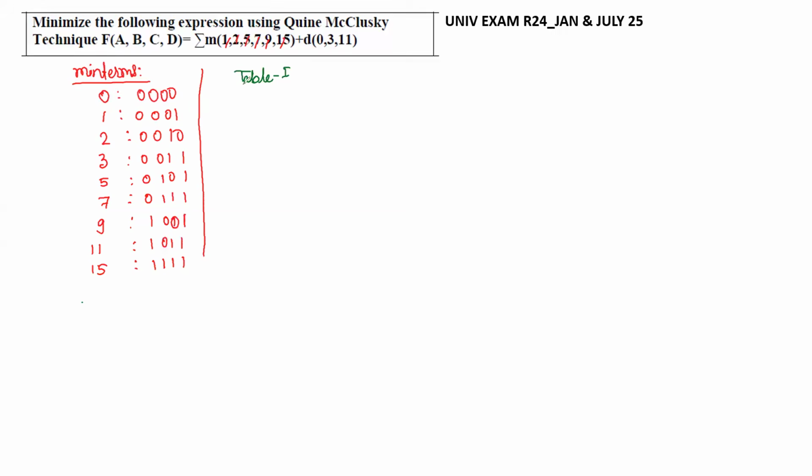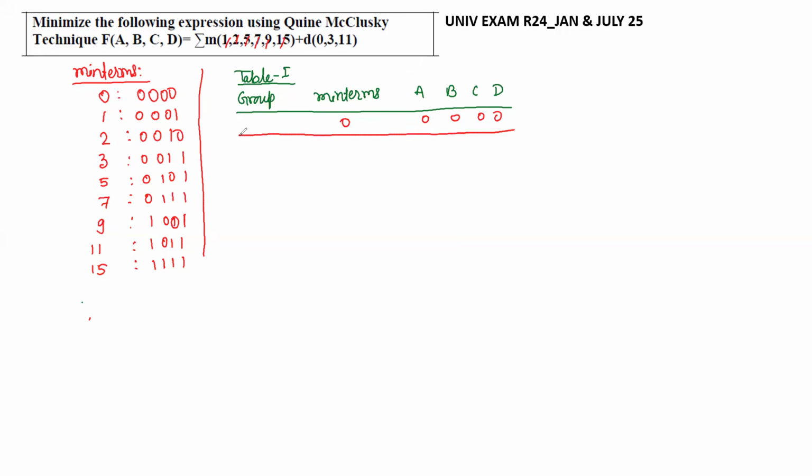So first table. Here we are going to rearrange. This is what we call the group, and here we have the minterms, and here again we have the variables. What are the variables? A, B, C, D. We should be careful when arranging the numbers here. The first minterm is 0, having all 0s. So this will be kept as one group, and we can give it group number 0.